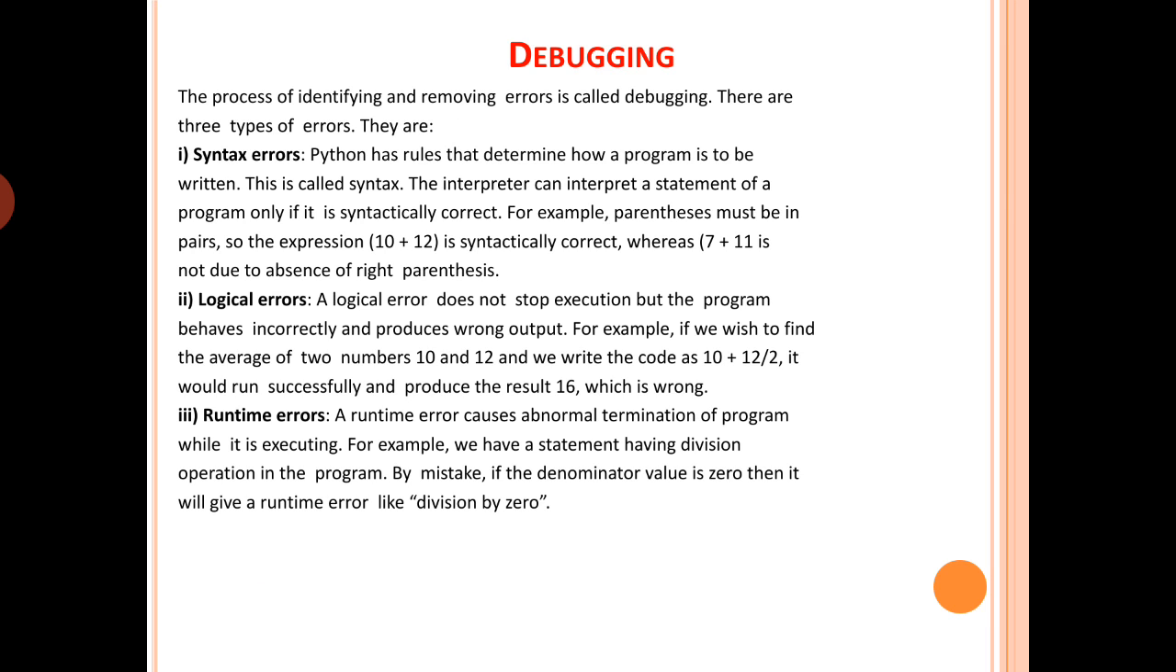First, syntax errors. Like any programming language, Python has rules that determine how a program is to be written. This is called syntax. The interpreter can interpret a statement of a program only if it is syntactically correct. For example, parentheses must be in pairs. So, the expression (10 plus 12) is syntactically correct, whereas (7 plus 11 is not.